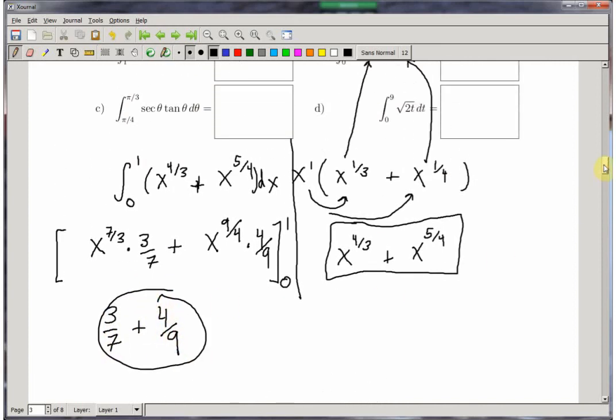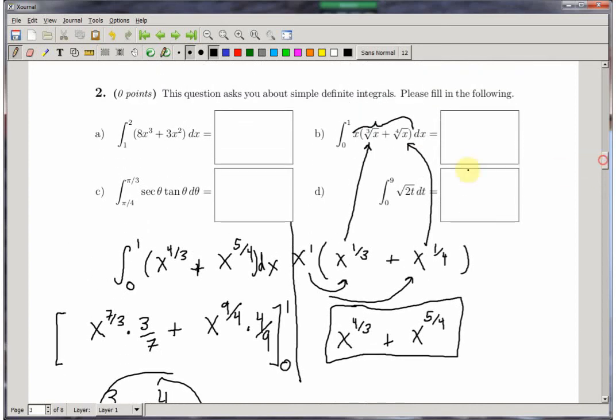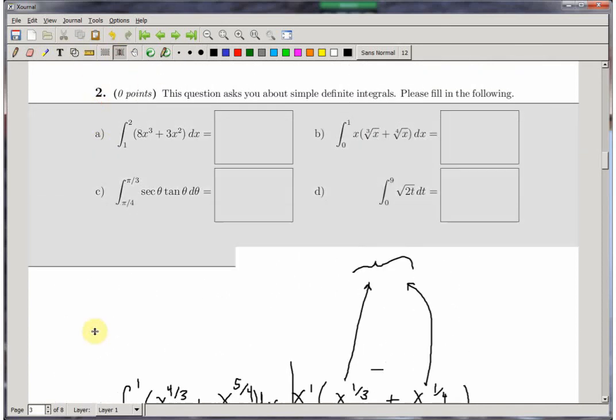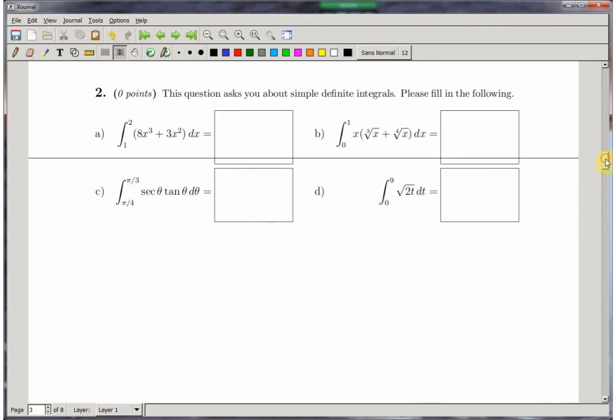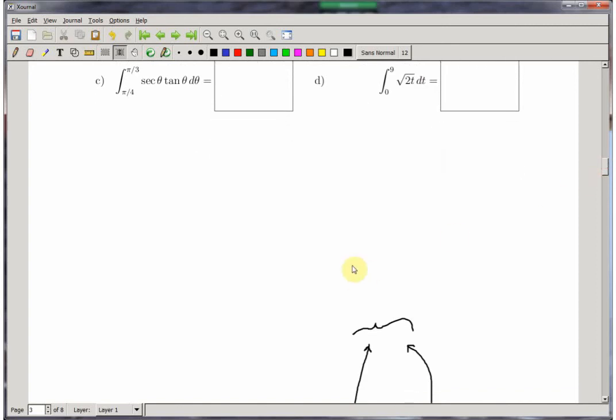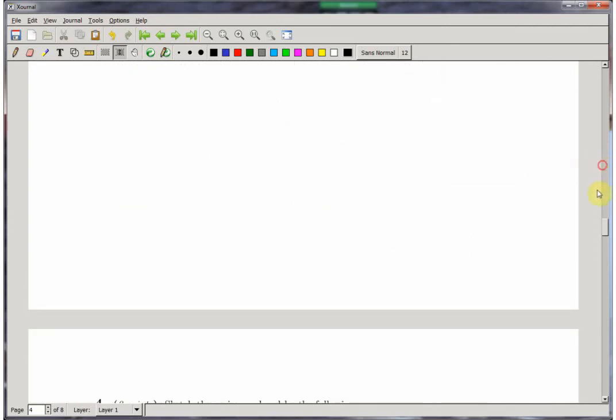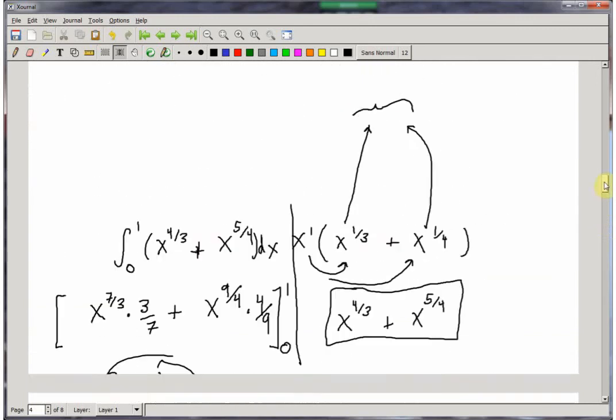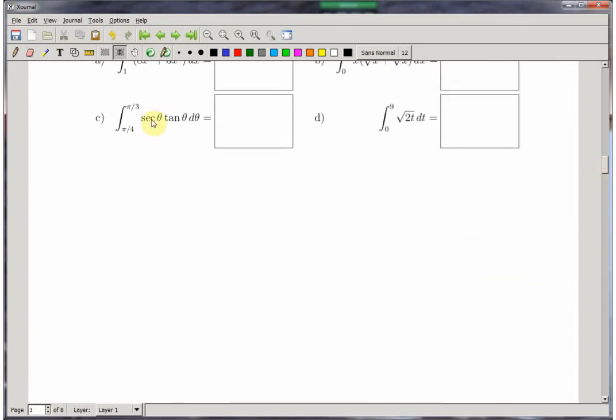Very easy. Okay, so let me scooch this down. And let's do part C. And actually, I know some people find this letter theta kind of scary, but it's just the same as x. And actually, this question is really easy because what you have here, secant theta tan theta, that's just the derivative of secant. And so the antiderivative of secant times tangent is just secant. So I can go right to the answer here for part C. The antiderivative is secant theta.